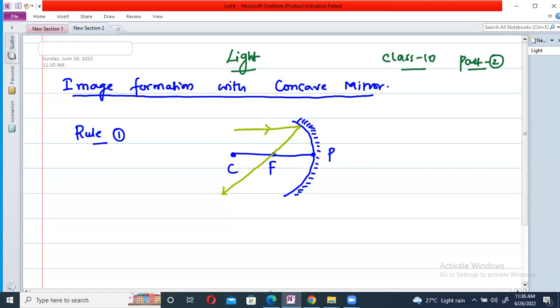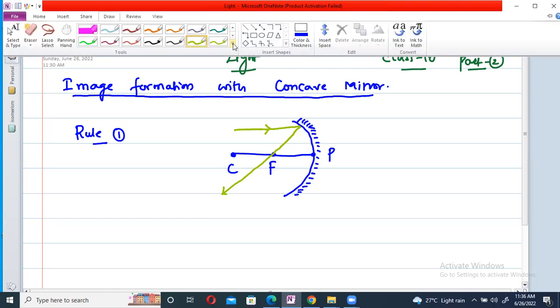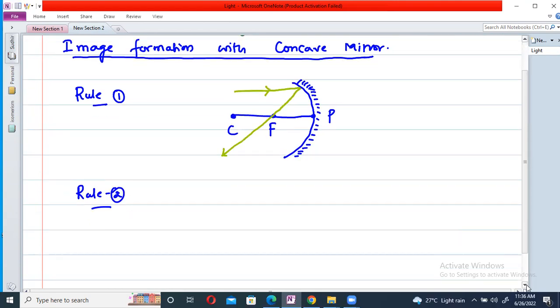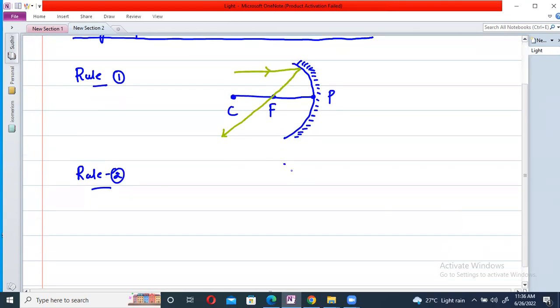So a ray of light parallel to the principal axis, incident on this mirror, is reflected and the reflected ray passes through the focus. This is rule number 1. Rule number 2 says exactly the opposite of this rule.